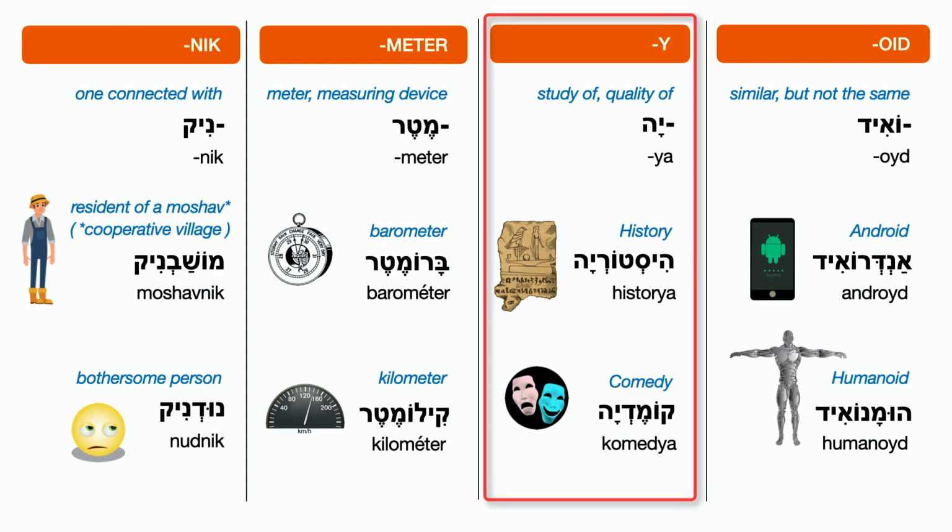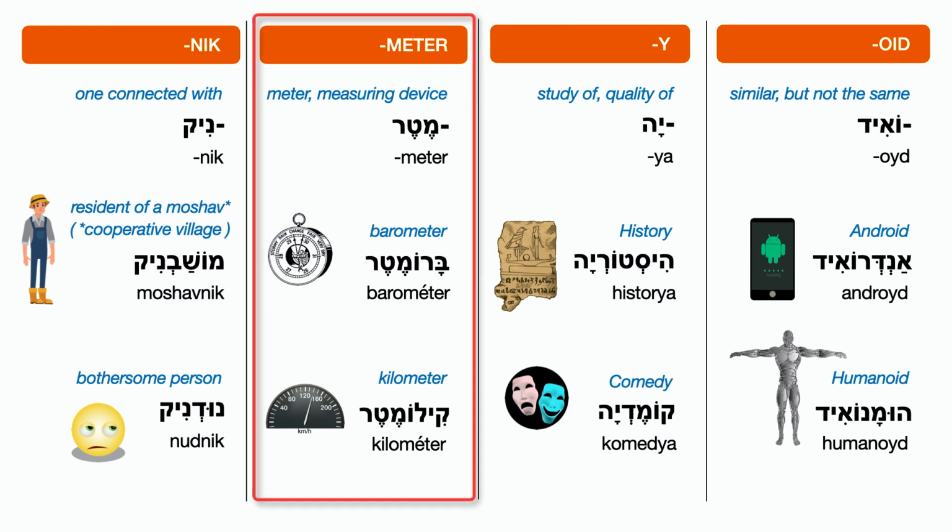Now the suffix y, which is a study of something, or quality of something. The suffix in Hebrew is ya. So to say history, we say historia. To say comedy, we say comedia.